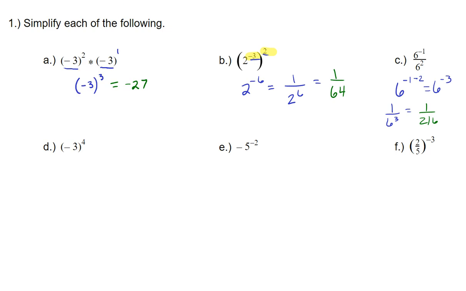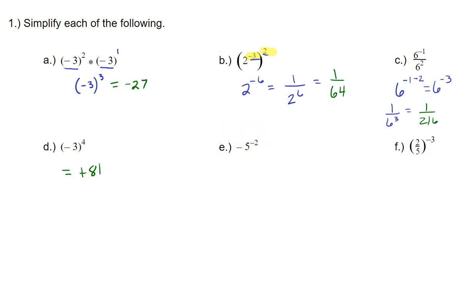All right, next one. I got -3 to the 4th, right? And there's really no property here. It's just -3 to the 4th. So if we were to evaluate that, that's really the only thing I could do here: -3 times -3 times -3 times -3. So that's going to be +81.